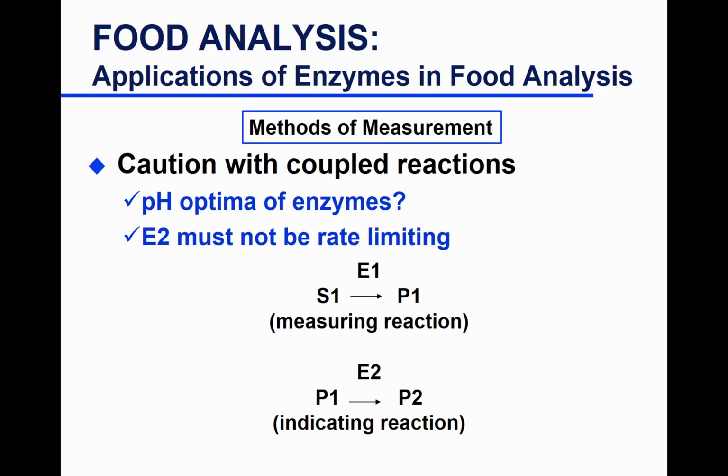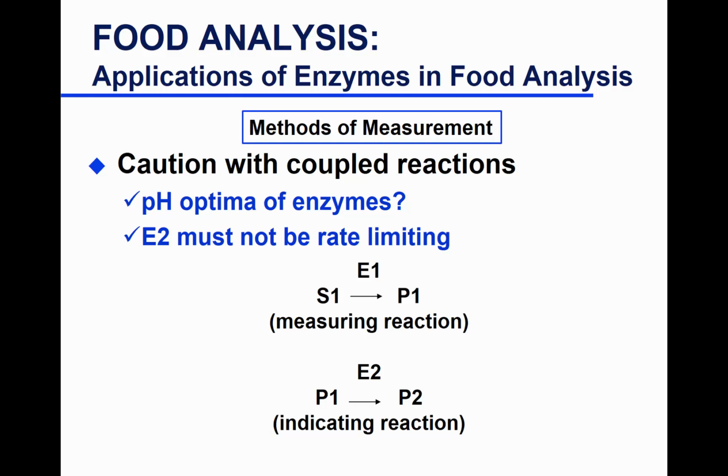Let's continue where we left off. We were talking about enzymes, how great they are as analytical tools. And we stopped at explaining a coupled reaction. A coupled reaction, just to remind you, is that you need two enzymatic reactions to get to a spectrophotometric analysis. So we need enzyme 1 and enzyme 2. The measuring reaction, because we're measuring this substrate, and the indicating reaction, because we're measuring the absorption either of a reactant or a product.